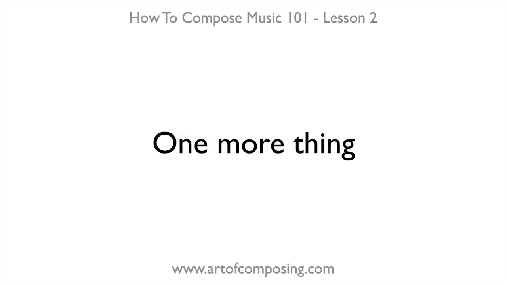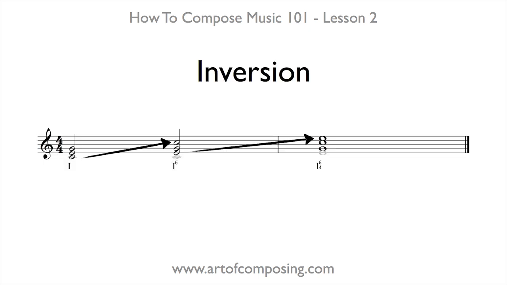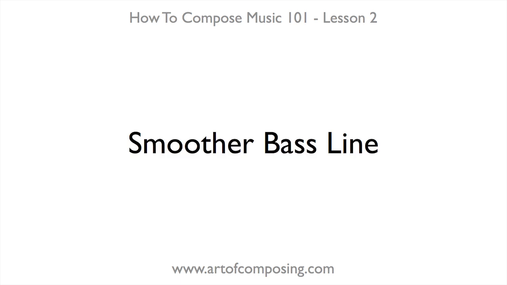There's one more thing I'm going to cover in diatonic harmony. Each triad has two different variations called inversions. When you invert a chord, you take the lowest note and you move it up an octave to the top. Inversions give us the ability to have a much smoother bass line.